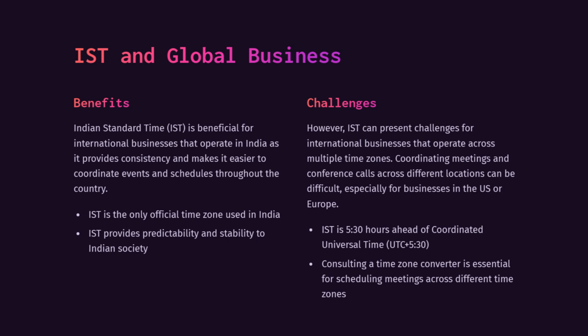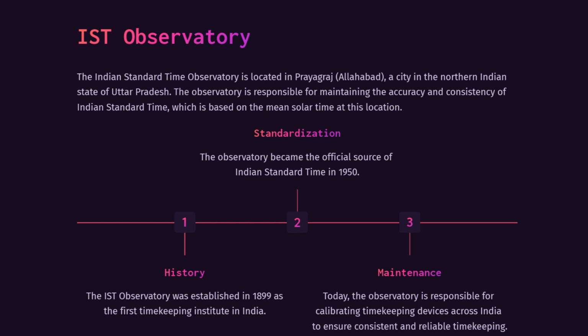IST Observatory. The Indian Standard Time Observatory is located in Prayagraj, Allahabad, a city in the northern Indian state of Uttar Pradesh. The observatory is responsible for maintaining the accuracy and consistency of Indian Standard Time, which is based on the mean solar time at this location. History. The IST Observatory was established in 1899 as the first timekeeping institute in India. Standardization. The observatory became the official source of Indian Standard Time in 1950. Maintenance. Today, the observatory is responsible for calibrating timekeeping devices across India to ensure consistent and reliable timekeeping.